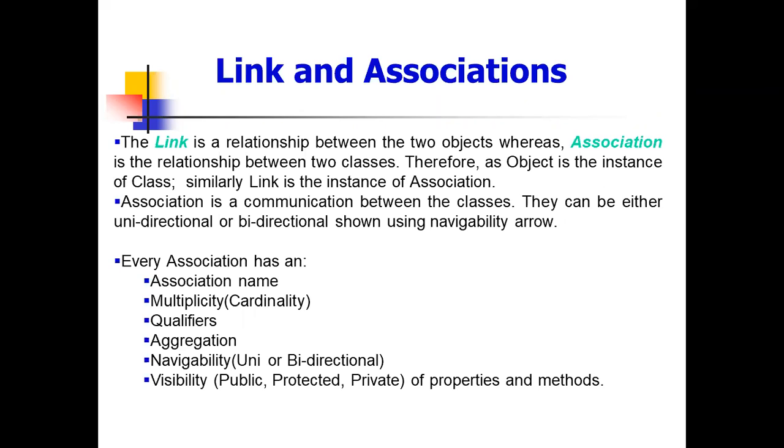So we can say that an object is an instance of a class, and a link is also an instance of an association. Association is the communication between classes. They can be either unidirectional or bidirectional, and we can show this association using a navigability arrow. Every association has a name, multiplicity, that is cardinality, qualifiers, aggregation, navigability, meaning unidirectional or bidirectional, and visibility, that is public, private, and protected, of properties and methods.